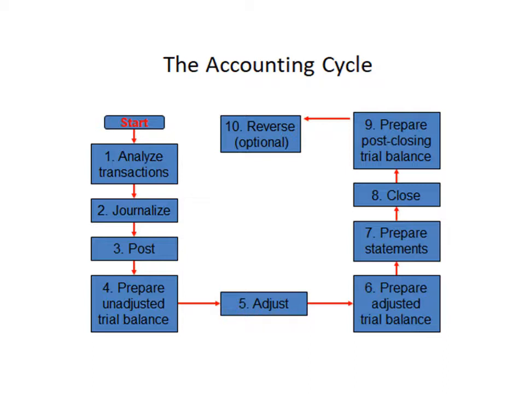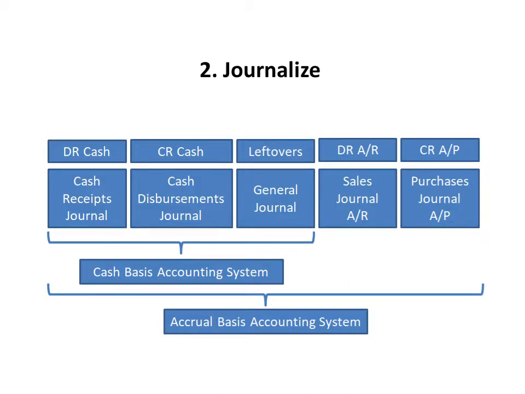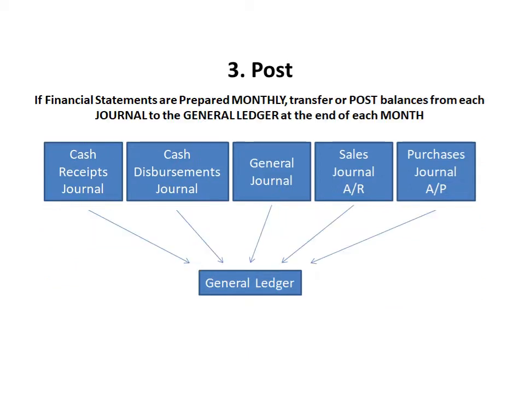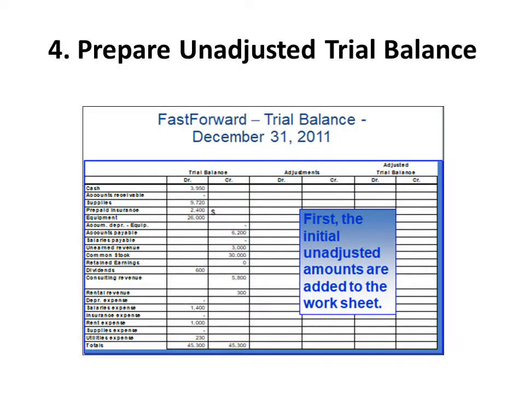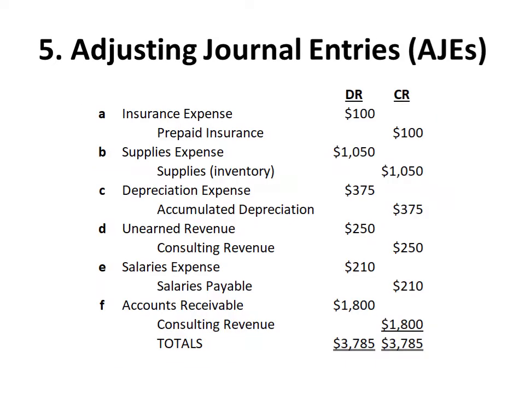You prepare adjusting journal entries, and you prepare an adjusted trial balance. And once you've gone through all those steps, you're ready to prepare financial statements. I've gone through this in an earlier PowerPoint. These are the journals. This is how you summarize data periodically, generally monthly. And this is how you post to the general ledger. And you use the general ledger balances to prepare an unadjusted trial balance.